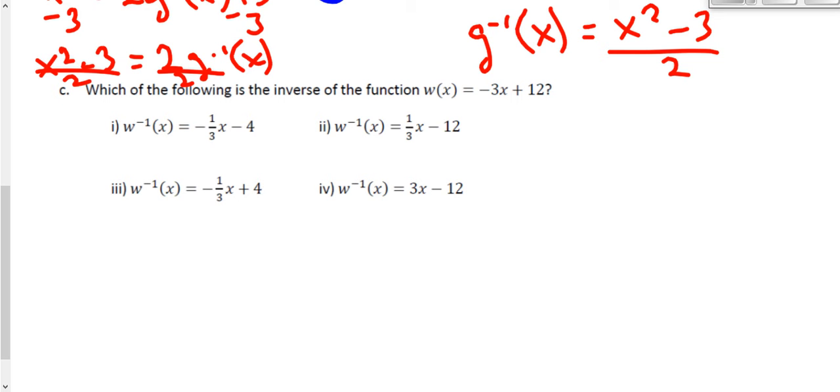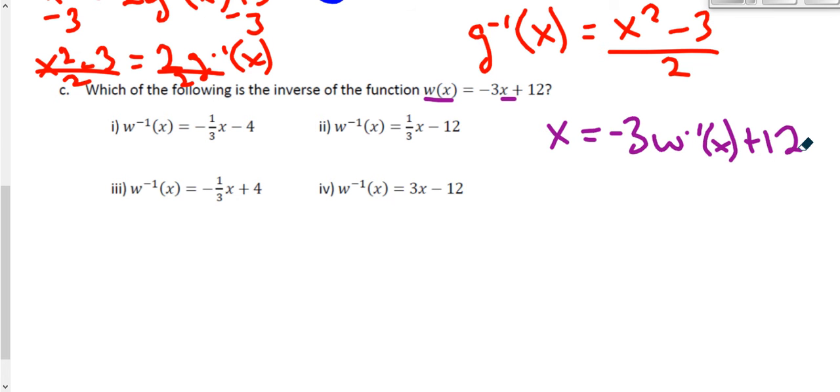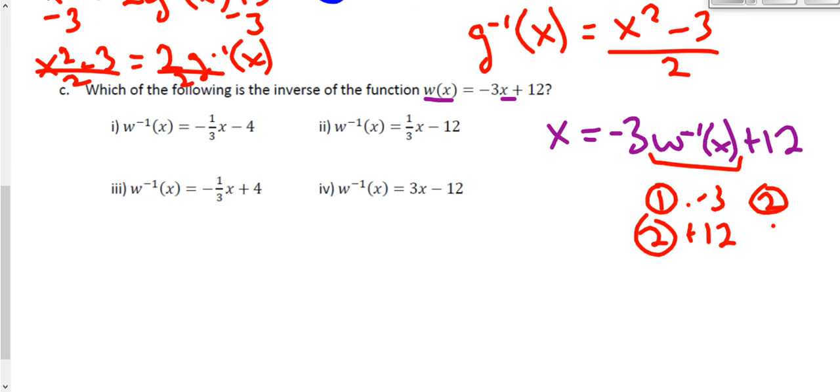So I'm going to take my input and output and switch them. Input is x, output is w of x. So x equals -3 times the inverse plus 12. My job is to get this inverse alone. So I'm going to go ahead and say this is being multiplied by -3 and added to 12. So I need to undo those in the opposite order. I need to subtract 12 and divide by -3.